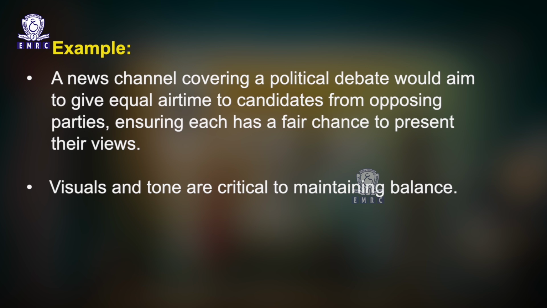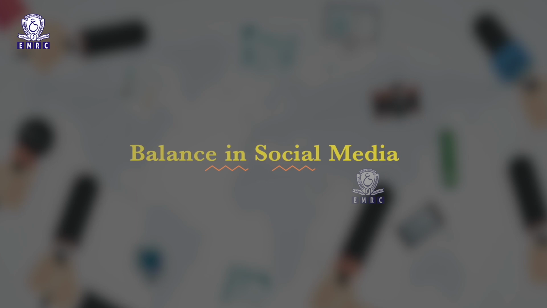Visuals and tones are critical to maintain balance. For instance, showing neutral footage rather than favoring one group helps prevent perceived biases. The fast-paced nature of breaking news reporting sometimes makes it difficult to achieve balance immediately, though follow-up segments often provide additional context. Ratings and audience preferences can sometimes influence how stories are framed, potentially skewing balance despite journalistic efforts.